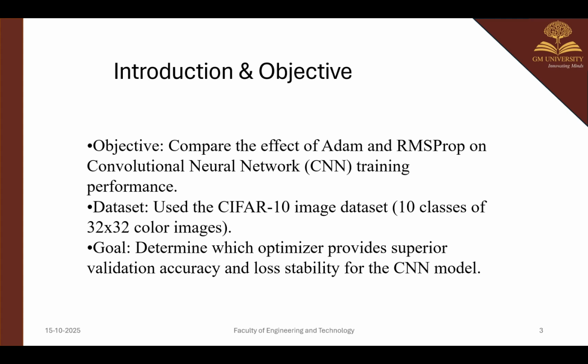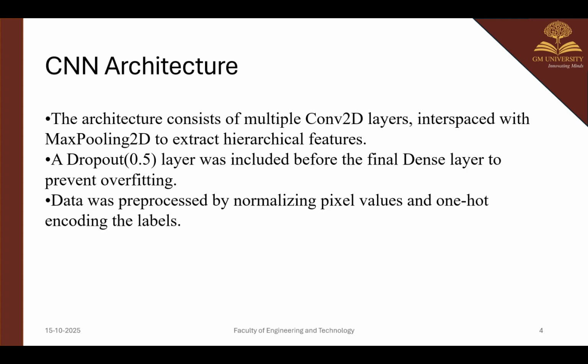So in this CNN, there are two optimizers, Adam and RMSprop. In these two, we are going to predict which is better and which provides the optimized performance.